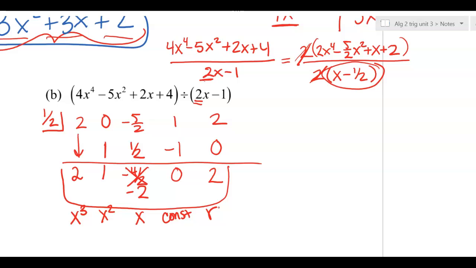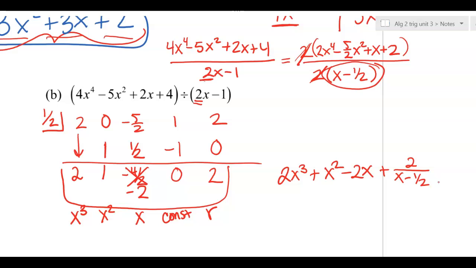Put it together in polynomial format. So we would have 2x to the 3rd plus x squared minus 2x. You don't need to write the 0, okay? And then the remainder is 2, so that's 2 out of what I was dividing by, which was x minus 1/2. And then you guys are going to hate this just a little bit.